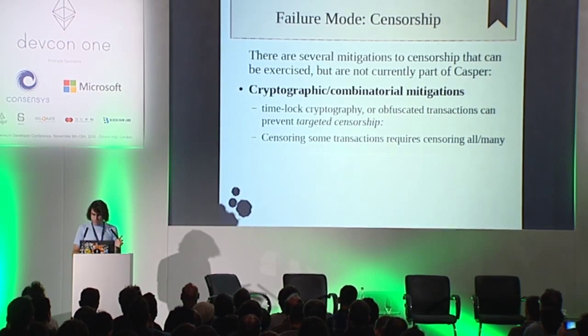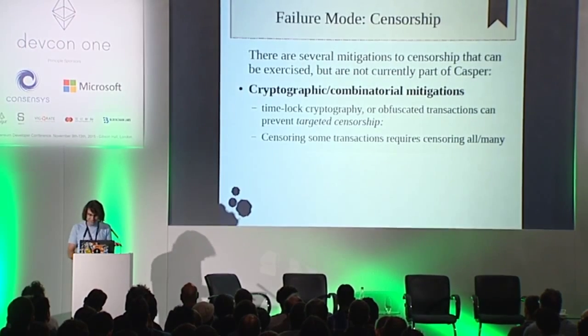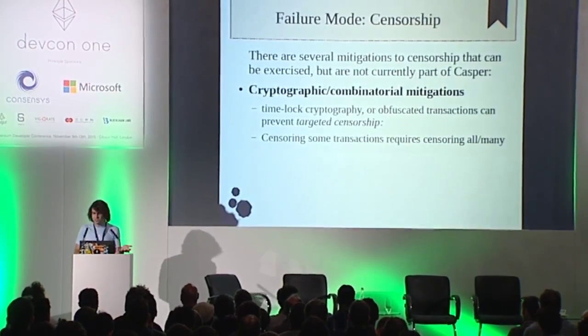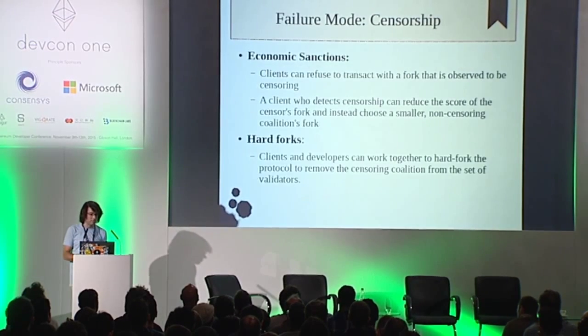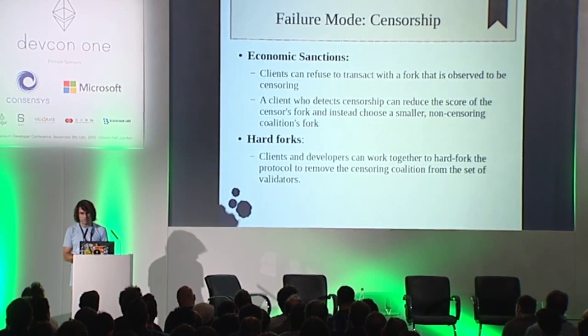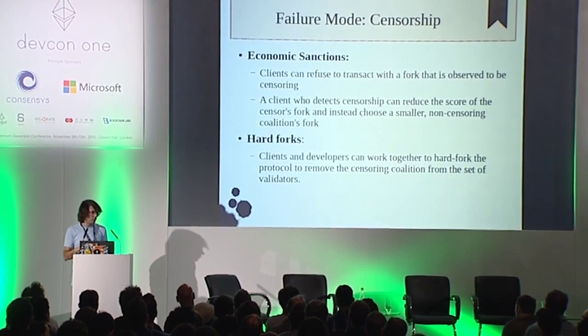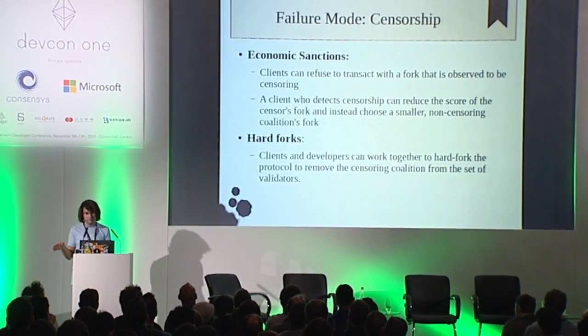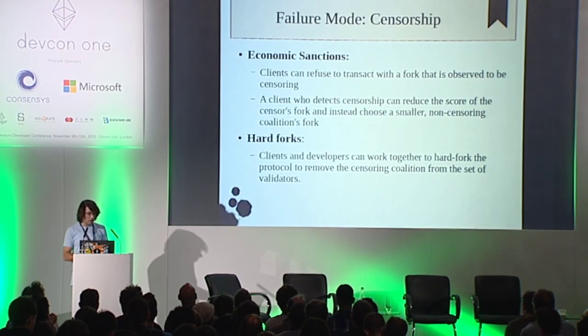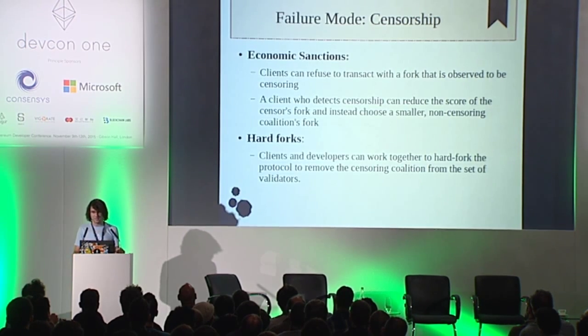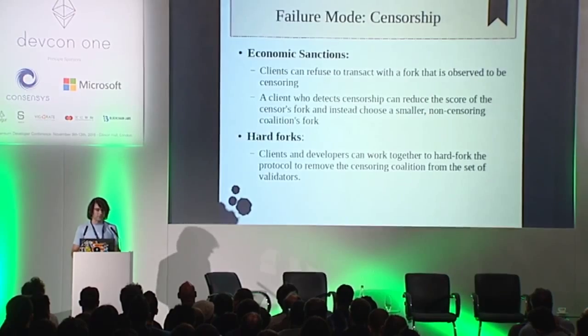And then there are some ways you can mitigate it. One of them is through cryptographic means, like time lock cryptography, or obfuscating transactions, basically to make it hard to censor some transactions without censoring all of them. There's also economic sanctions. Clients can detect censorship under certain network assumptions, and then they could treat that fork as having a low score and therefore choose another fork which might have a minority of nodes but who aren't censoring. Or we could just create a hard fork that removes the censoring validators from the set of validators, and if there's enough community backing behind it, then that's a very strong economic disincentive to attack, because the community is able to govern the code so well that they can hard fork in response to censorship.